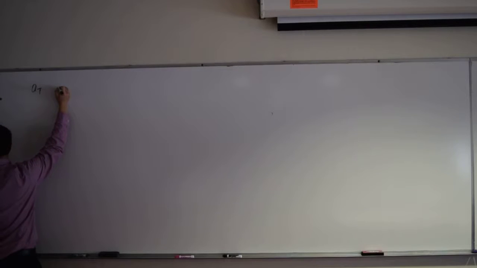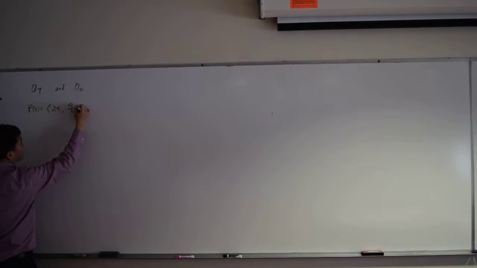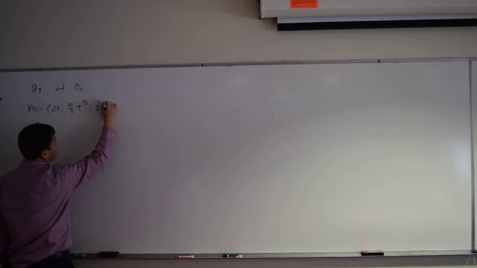So let's start with an example for this tangential component of the acceleration and the normal component of the acceleration. So let's say your position function is given as 2t, and then 4 over 3 t to the 3 over 2, and then 1/2 t squared.